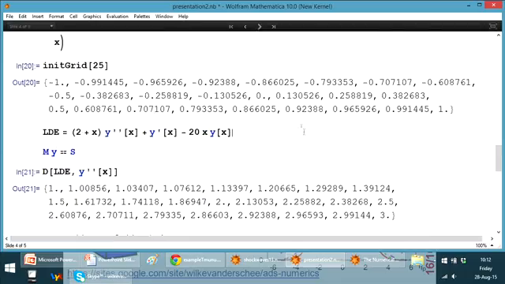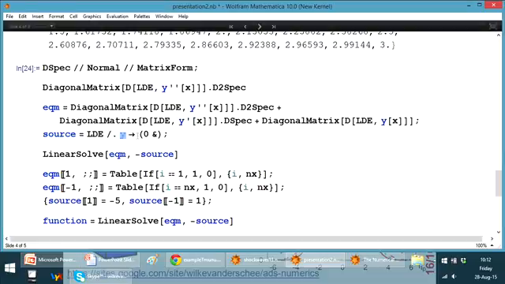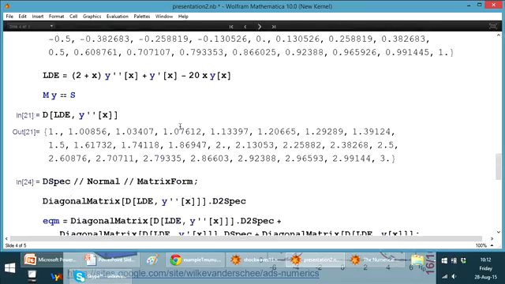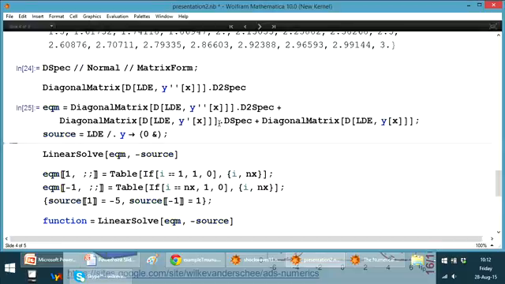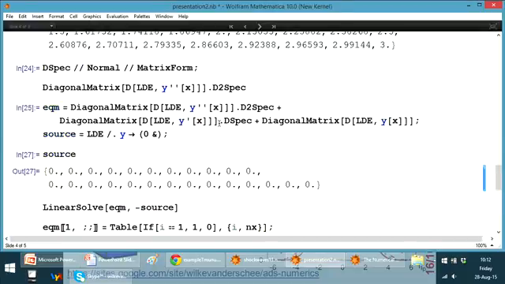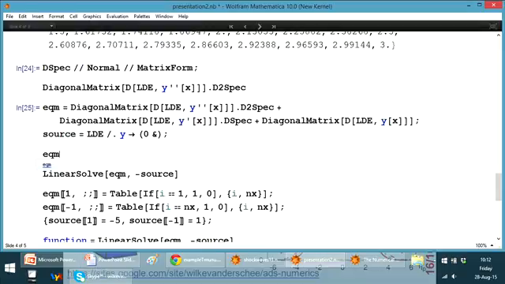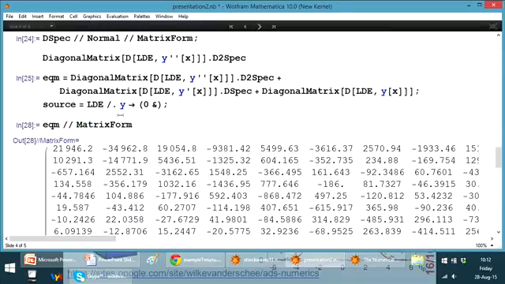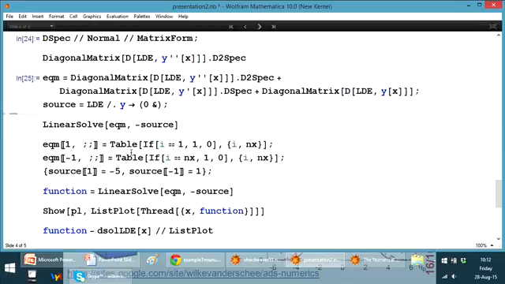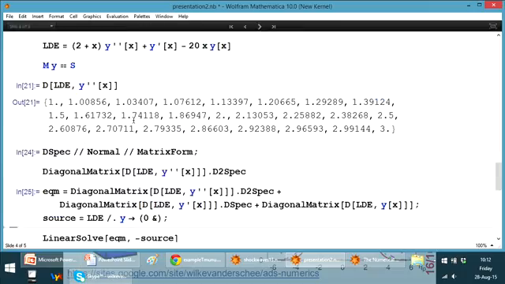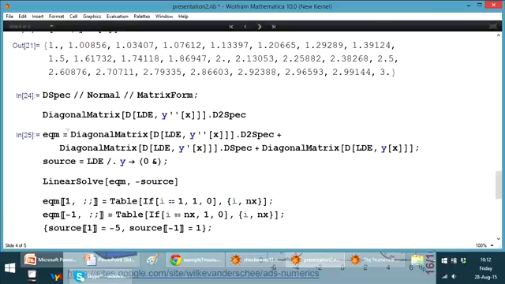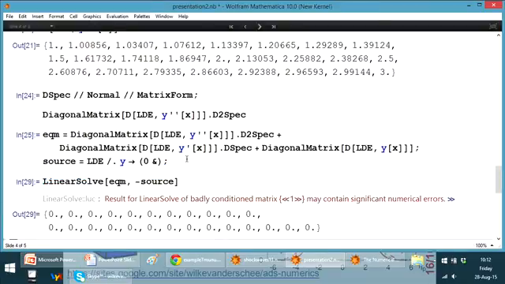If we add a source here, then there is a source, which is just the differential equation of y equals 0. But in this case there's no source, so the source actually is 0. So that's true. So the equation matrix looks like this. Well, that's not very insightful, but we hope it's correct. So what we now want to do, we wrote this equation in terms of my equals s. So what is y? Well, it's just the linear solution of this linear system. So you do a linear solve, equation matrix minus source, and you try it, and it doesn't work.